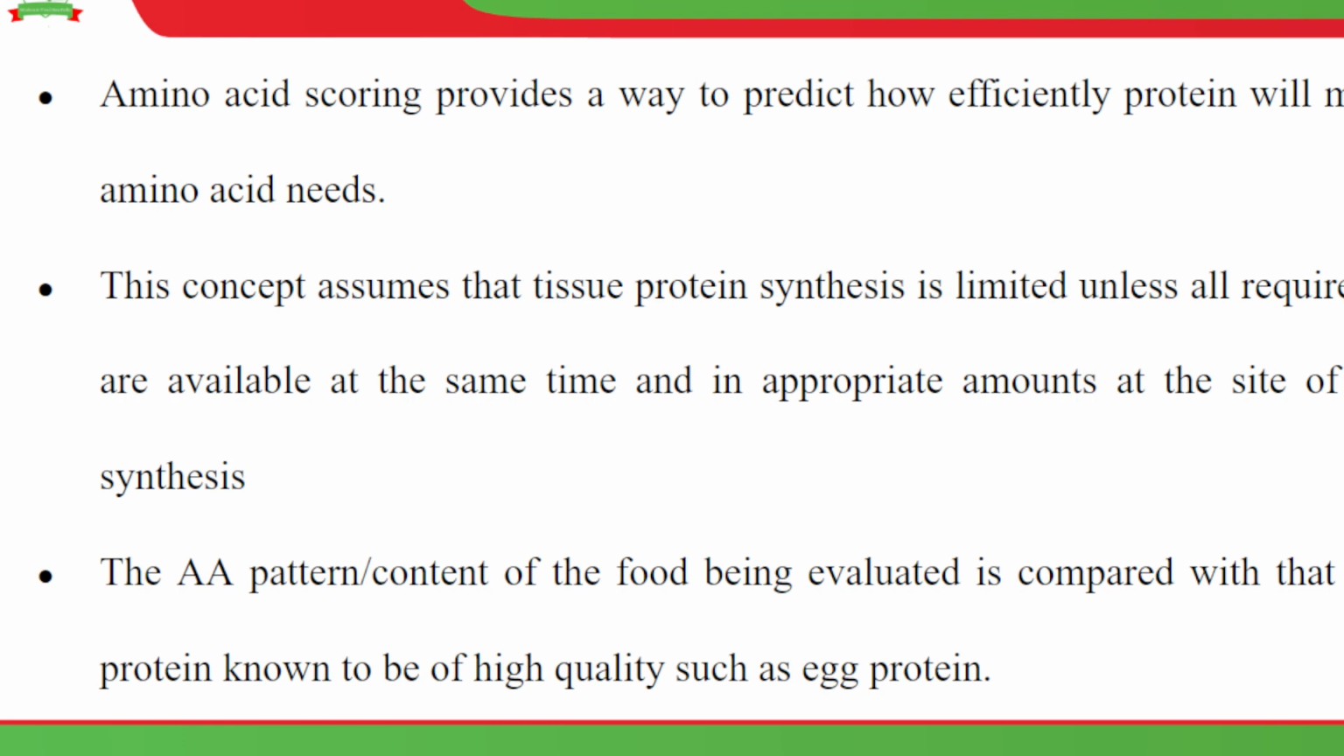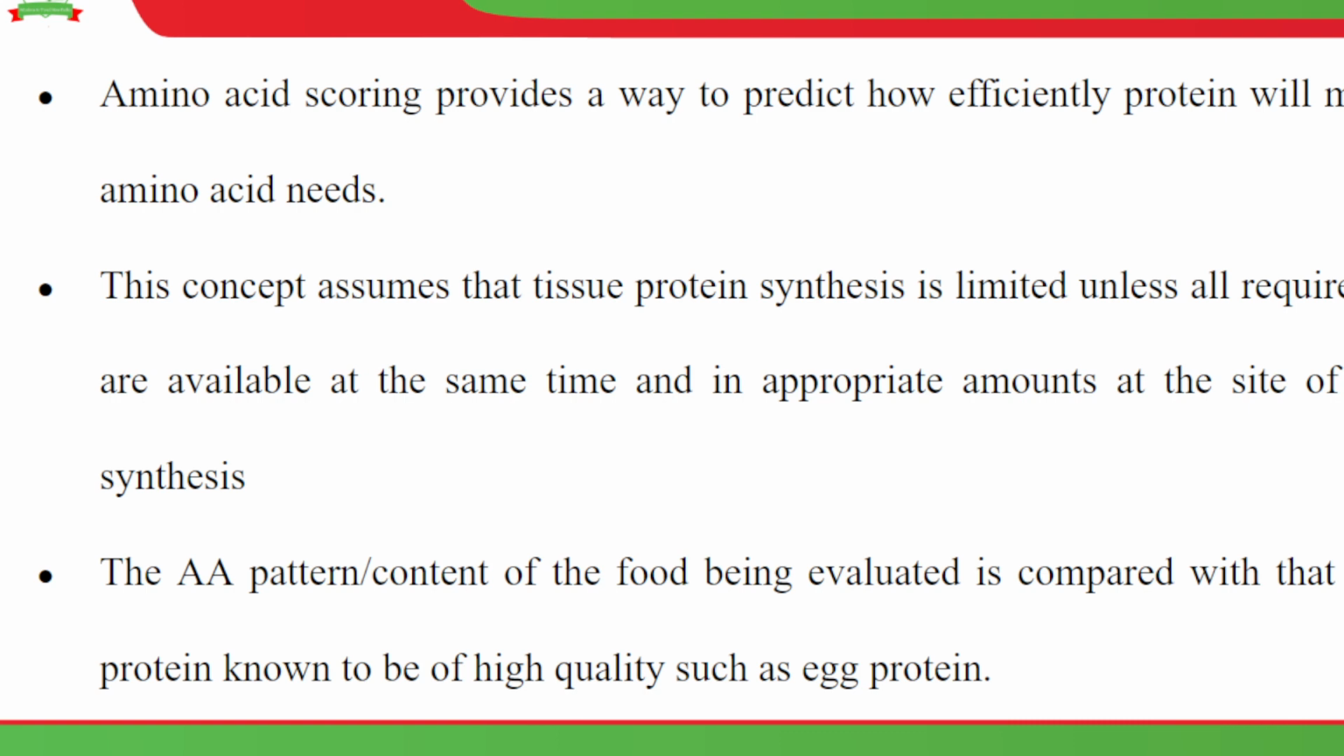So to start with, the amino acid score, which in other words is also called the amino acid chemical score or just the chemical score, it's all the same. This amino acid score provides a way to predict how efficiently a protein will meet a person's amino acid needs. This concept assumes that tissue protein synthesis is limited unless all required amino acids are available at the same time and in appropriate amounts at the site of tissue protein synthesis.